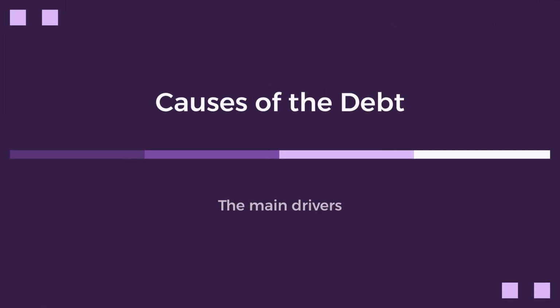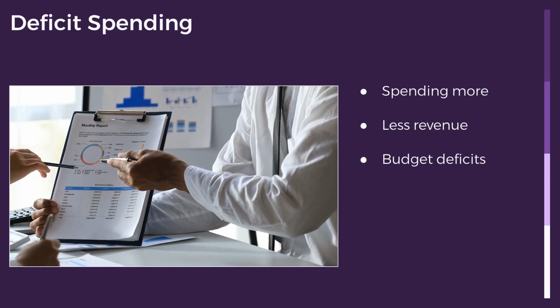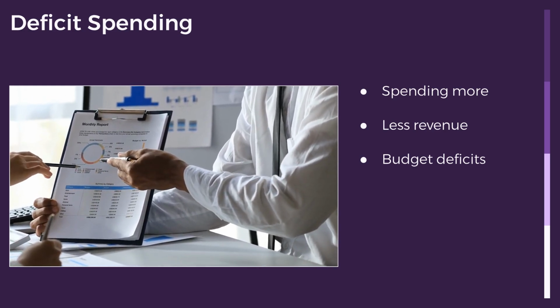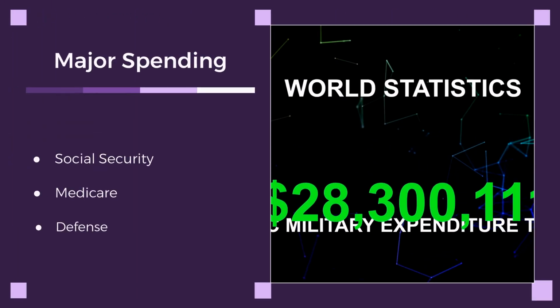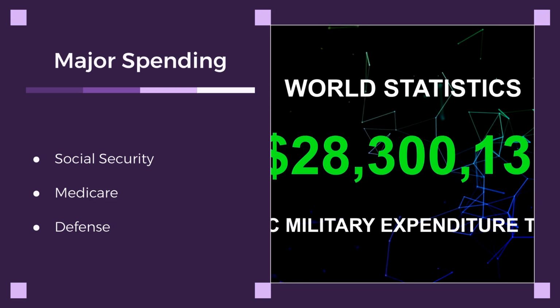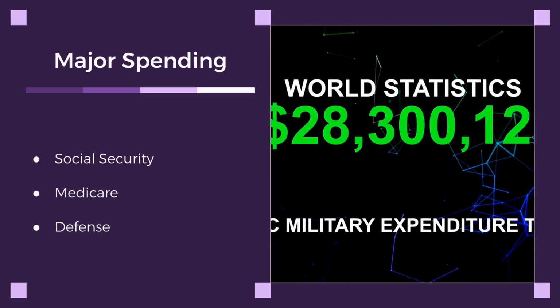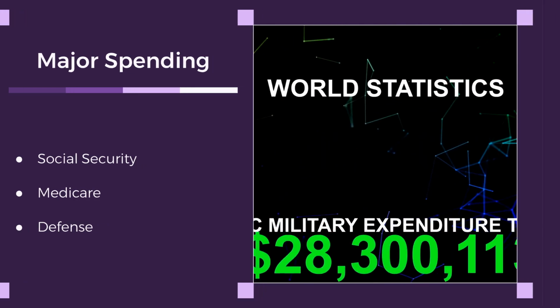The growth of the national debt is driven by a few key factors. Let's look at what fuels this massive borrowing. When the government spends more than it collects in taxes, it creates a budget deficit. These annual deficits are added to the national debt, leading to its rapid accumulation. A significant portion of government spending goes toward mandatory programs like Social Security and Medicare, as well as defense spending. These large, ongoing expenditures are primary drivers of the debt.